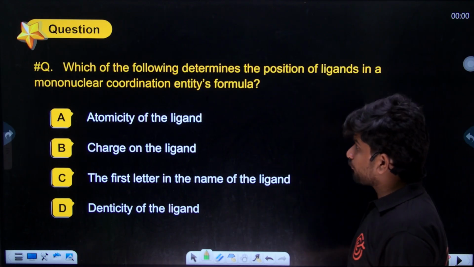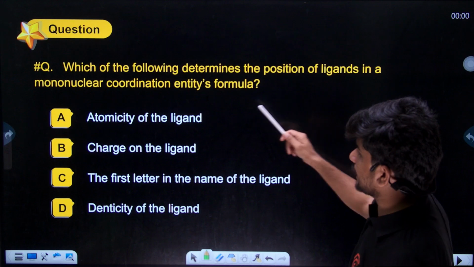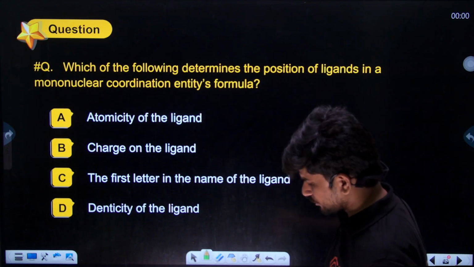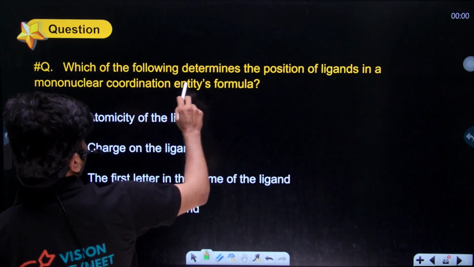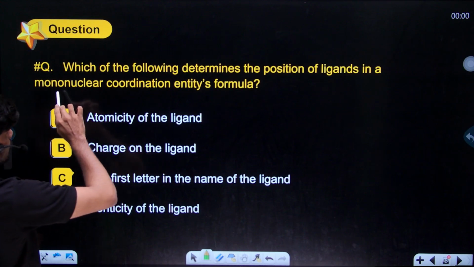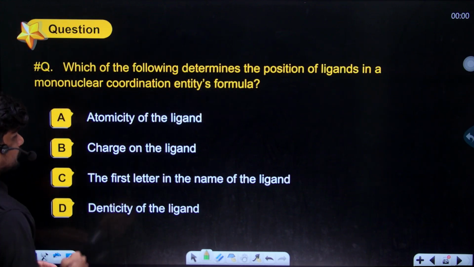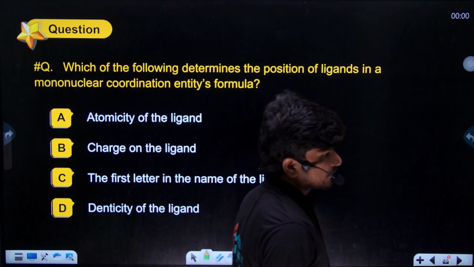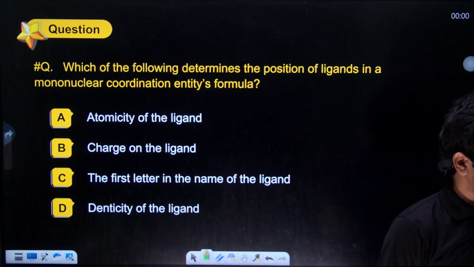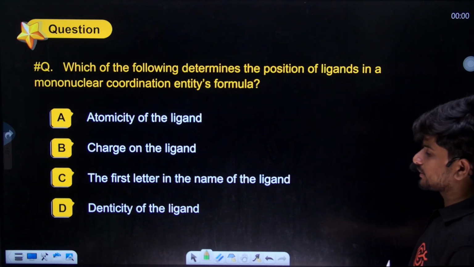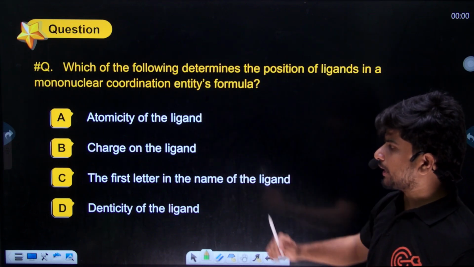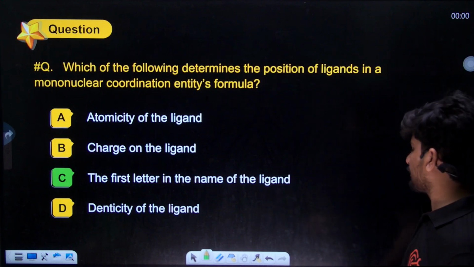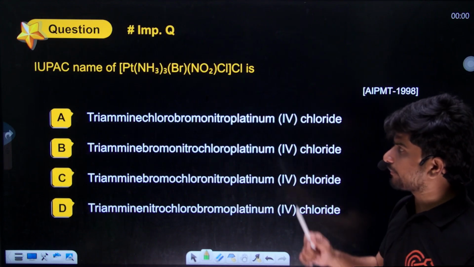Now, which of the following determines the position of the ligand in a mononuclear coordination entity formula? So you need to understand what the position of the ligand in the mononuclear coordination entity will tell you. It is not charge, it is not atomicity, it is not density, it is the first letter in the alphabetical order. So you will be writing it in alphabetical order.